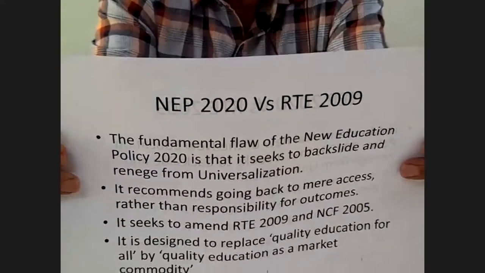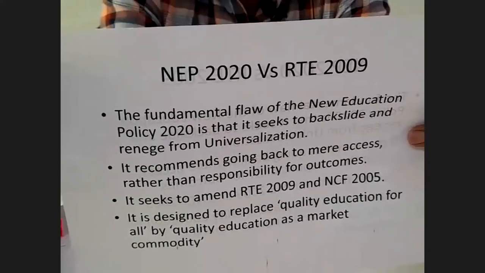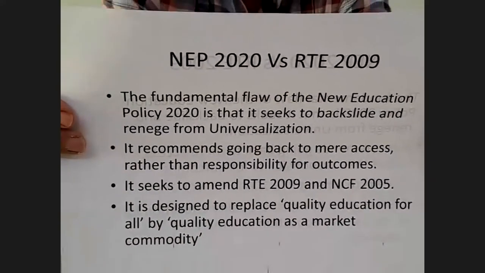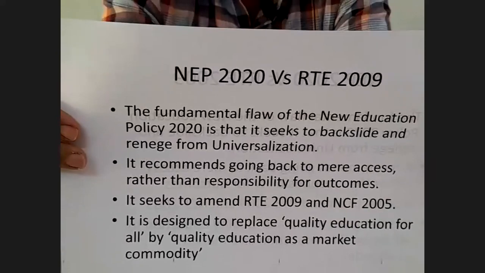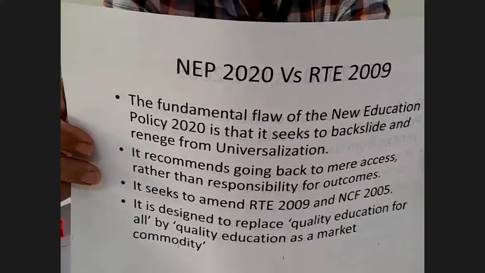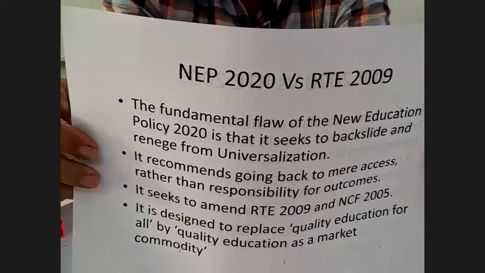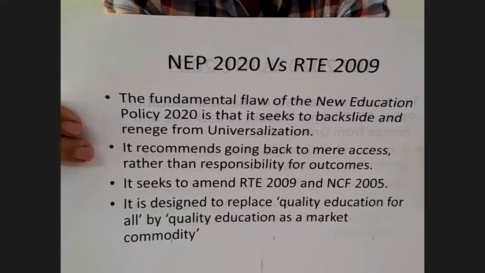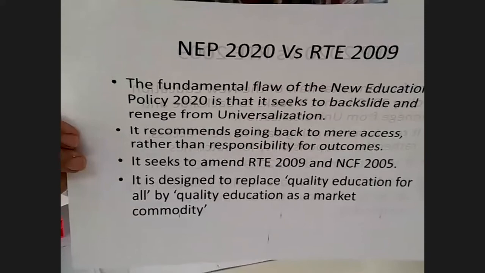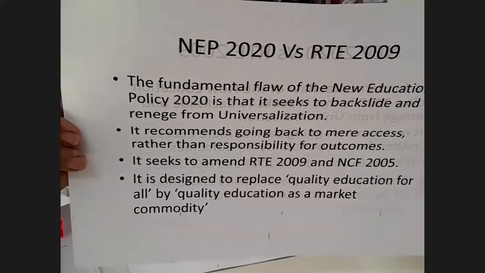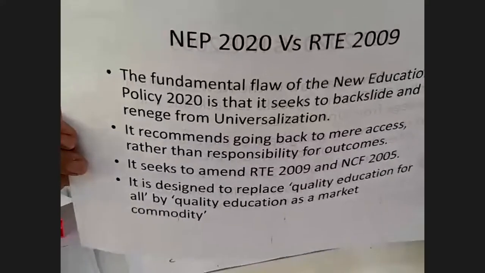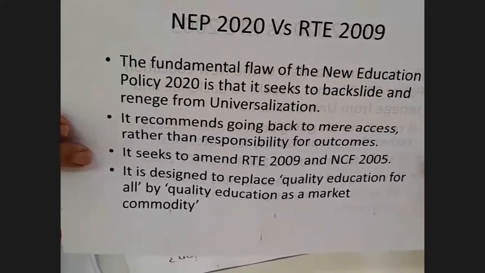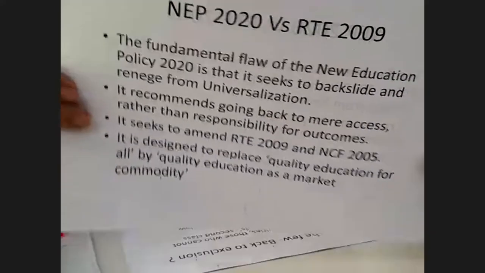But the emphasis on online is not the major flaw of NEP. It is a big flaw. The fundamental flaw of the New Education Policy is that it seeks to backslide and renege from universalization. It recommends going back to mere access rather than responsibility for outcomes. It seeks to amend RTE 2009 and NCF 2005. It is designed to replace quality education for all by quality education as a market commodity.